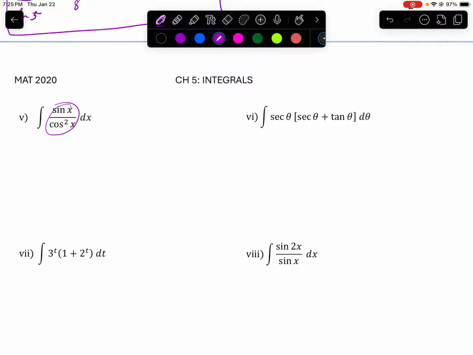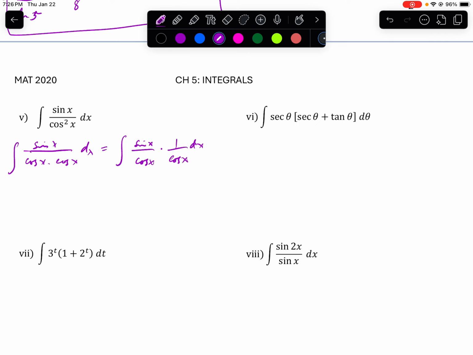So if you recall, sine over cosine is tangent. So I can rewrite this expression inside as sine of x divided by cosine of x times cosine of x, which means I can write it as sine of x over cosine of x times 1 over cosine of x dx.